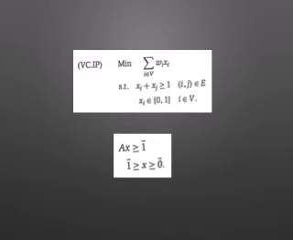S is a vertex cover in G if and only if the vector x defined as x_i equals 1 for i in S and x_i equals 0 for i not in S satisfies the constraints in VC.ip. Further, we have w(S) equals w transpose times x.